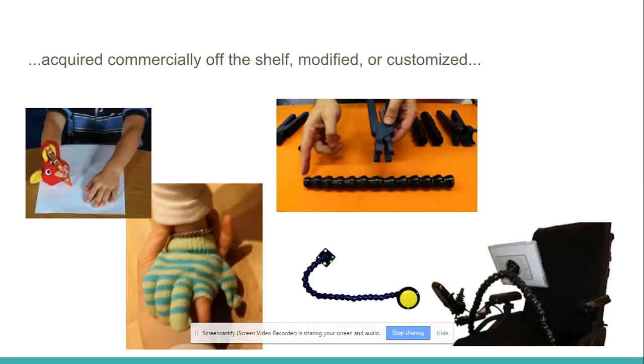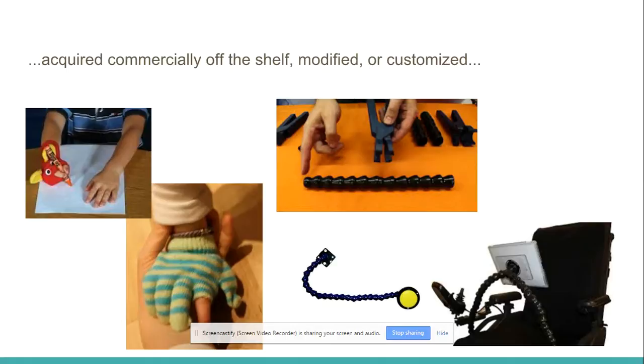They can also be modified. So the example on here is called lock line, and it's plastic pieces that can be assembled together and reconfigured so that it works for whatever the user needs it to be. So that's an example of something that's modified or customized. If you look on the left side of your screen, there's an example of a little, I think it's an elephant or a mouse glove that is used to help students isolate their fingers so that they can hold their pencil or their crayon in that situation correctly.